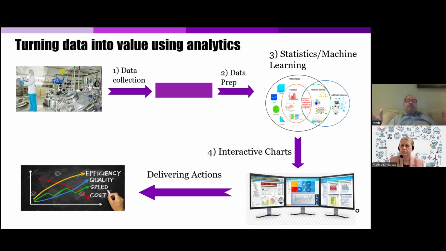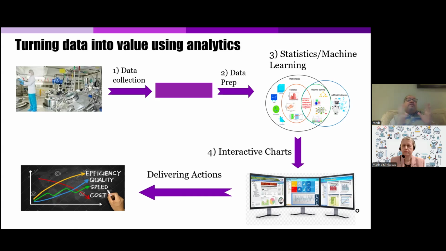And then we deliver the actions, and of course we use the insights extracted from data to increase efficiency and quality, increase the speed, and reduce the costs. Those are the business values that we get from extracting the data from biomanufacturing.